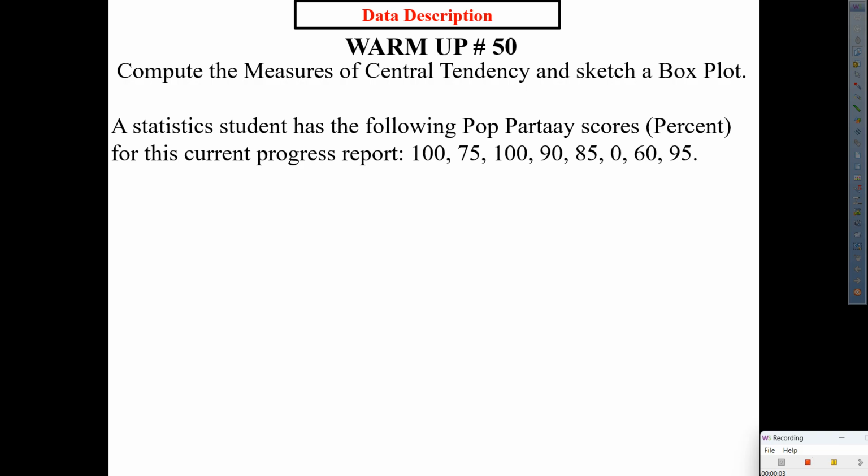Warm-up number 50 should come up as soon as you log in. Today, like I mentioned earlier, we're wrapping up, today and tomorrow, the measures of variation so that we can move on to our last measure, which is measures of position. Let's go. Warm-up 50 says compute the measure of central tendency and sketch a box plot, and it gives you a scenario. So copy that and go. Give you some time.